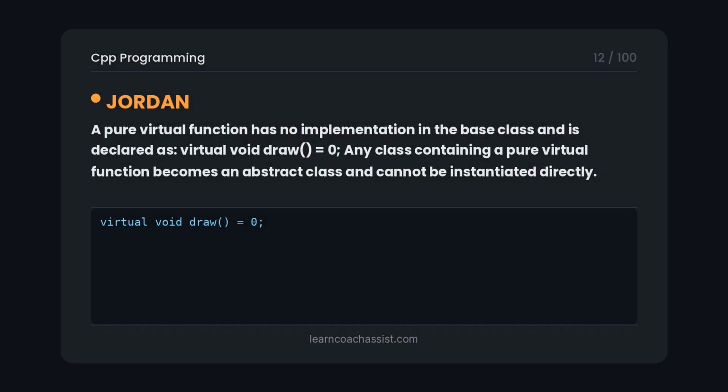What is a pure virtual function? A pure virtual function has no implementation in the base class and is declared as virtual void draw() = 0. Any class containing a pure virtual function becomes an abstract class and cannot be instantiated directly.